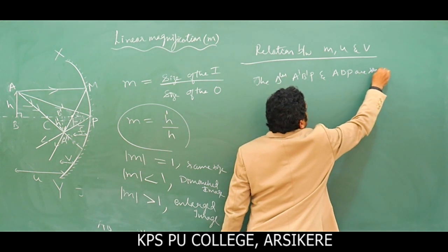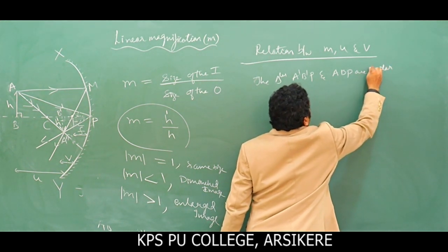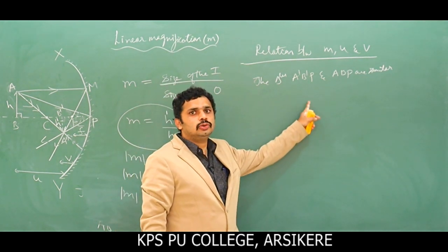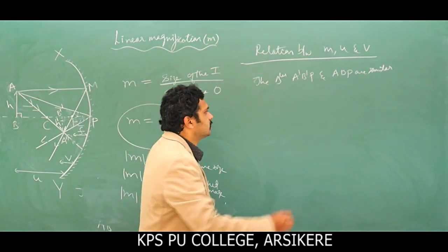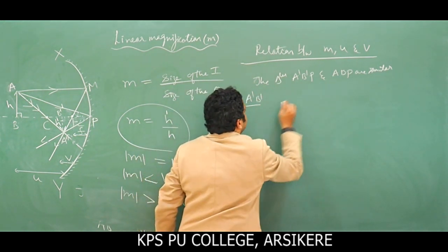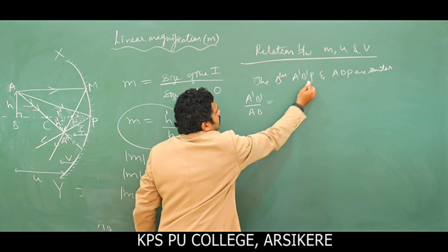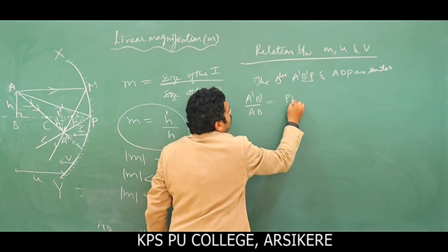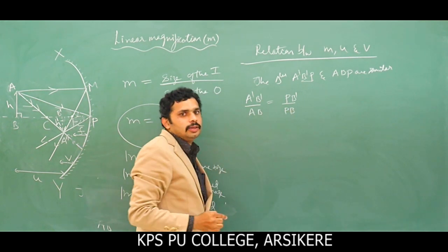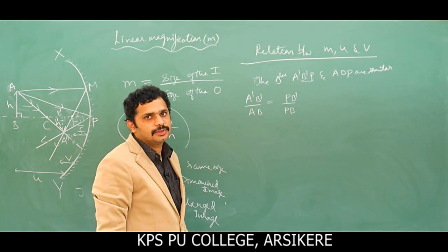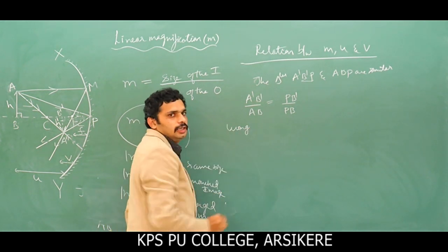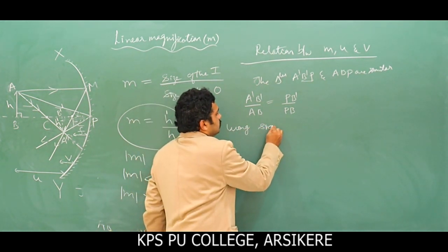If two triangles are similar, then we know that the ratio of two sides is proportional to the ratio of the other two sides. The first side is A dash B dash. Here the first side is AB. The second side is P B dash or B dash P. The second side is P B or BP. It's clear? Now using sign convention.